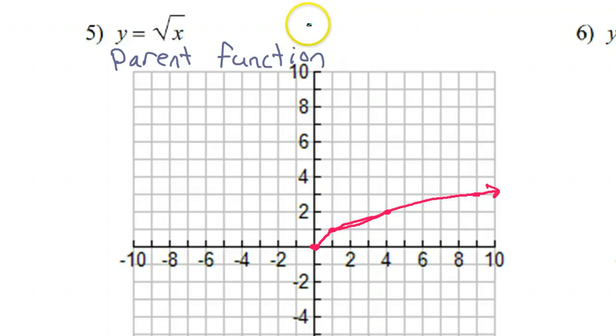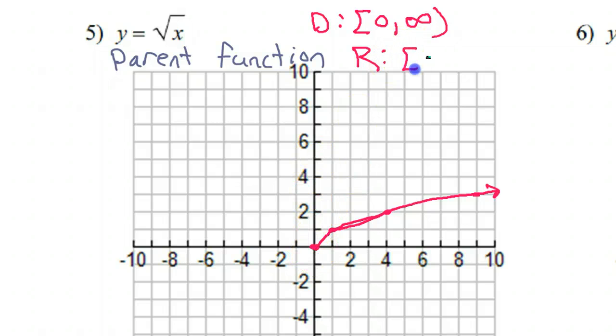And of course the domain, the x values go from 0 to infinity. And for the range, the y values go from 0 to infinity. So that's the answer to number 5.